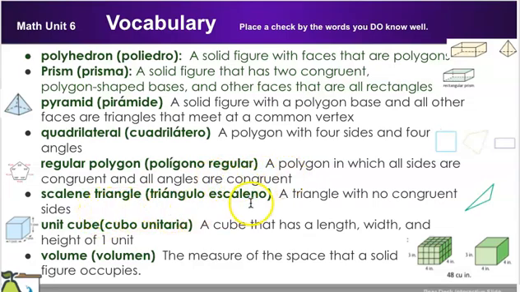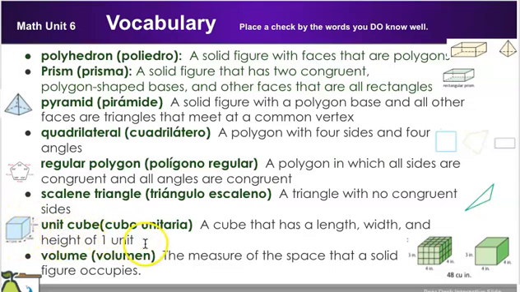Scalene triangle, a triangle with no congruent sides. That means none of them are the same length, or none of the angles are the same size. Unit cube, a cube that has a length, width, and height of 1 unit. This unit can be an inch or a centimeter or a meter or a mile. It can be something as small as a millimeter. But each of these lengths are exactly the same unit. So if it's 1 inch, they're all 1 inch. If it's a centimeter, they're all 1 centimeter.